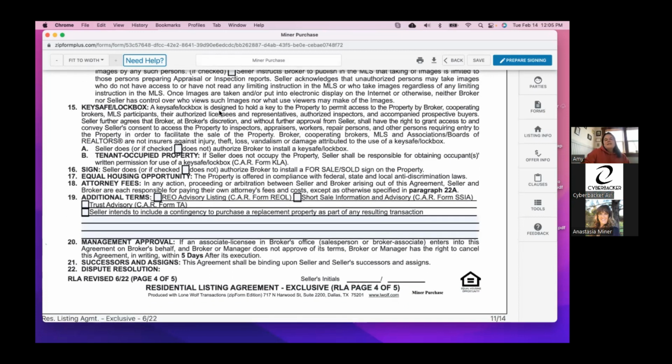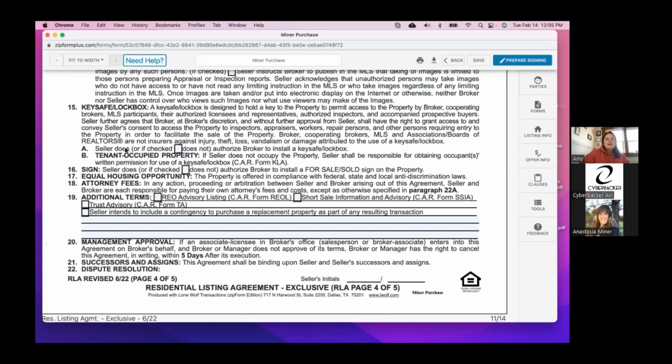Key safe or lockbox. The key safe lockbox is designed to hold a key to the property to permit access to the property by broker, cooperating brokers, MLS participants, their authorized licensees and representatives, authorized inspectors, and accompanied prospective buyers. Seller further agrees that broker, at broker's discretion, without further approval from seller, shall have the right to grant access and convey seller's consent to access the property to inspectors, appraisers, workers, repair persons, and other persons requiring entry to the property in order to facilitate the sale of the property. Broker, cooperating brokers, MLS, and association boards of realtors are not insurers against injury, theft, loss, vandalism, or damage attributed to the use of the key safe lockbox.